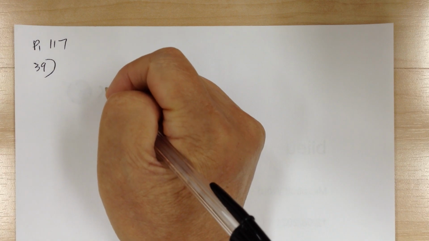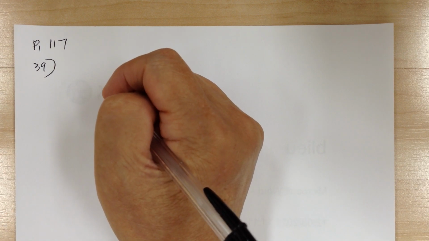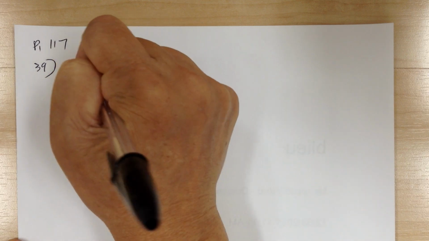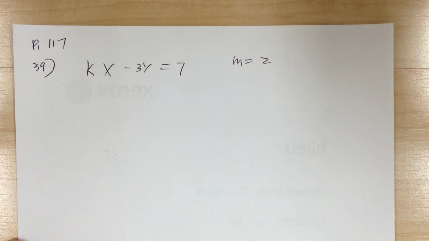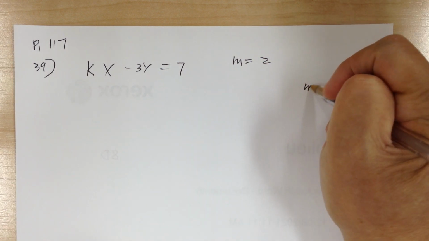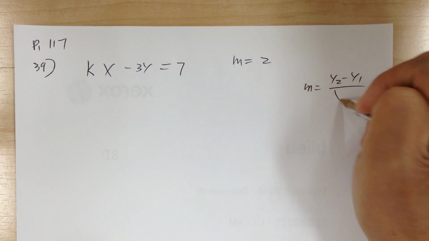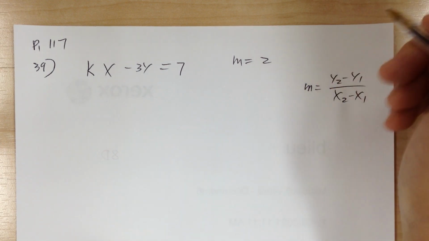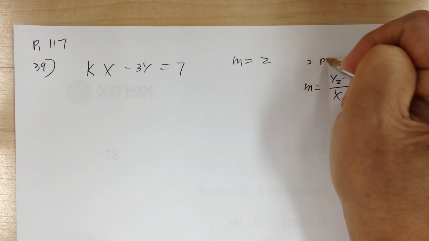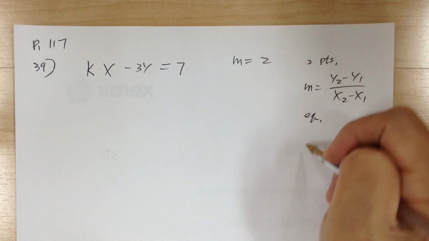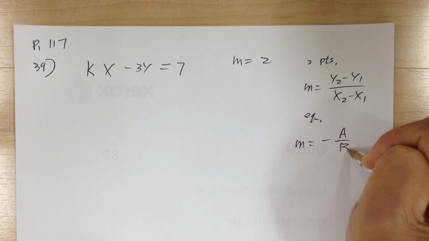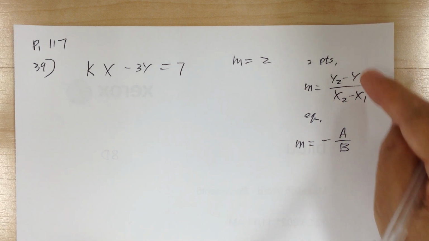Okay, let's go to the next one. You're looking for the value of k so that you will have the given slope m. You have kx minus 3y equal to 7 and m equal to 2. When points are given, the slope equals y2 minus y1 over x2 minus x1. But when you're given the equation, then the slope will equal negative a over b. So make sure you know this. When two points are given, you have to use this formula.